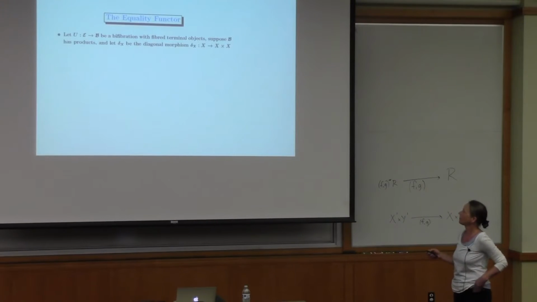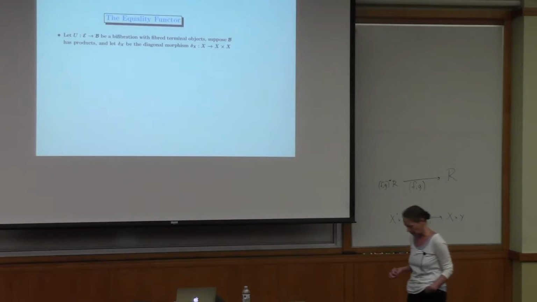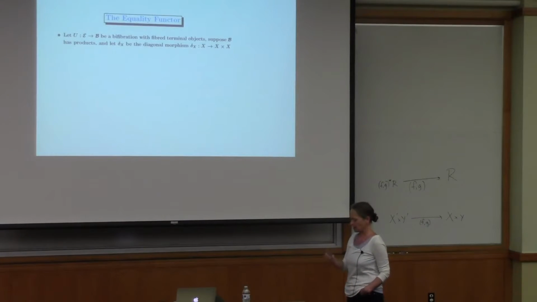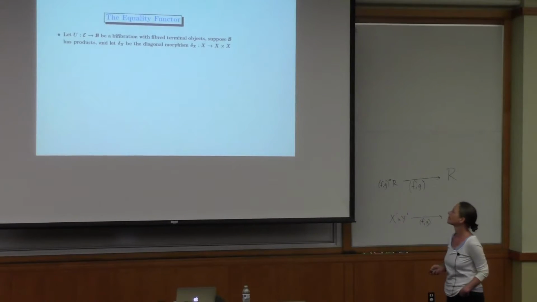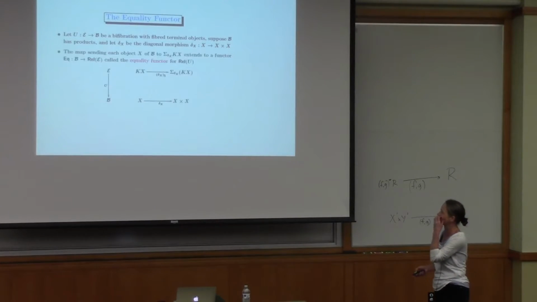Okay, so once I have that, I can actually make something that behaves like an equality functor. So the truth functor is like talking about predicates, and the equality functor is going to be talking about predicates on pairs. So let's suppose I have a morphism, this diagonal morphism, and I'm going to have one for every object x in B. And what it does is it just takes the object and duplicates it.